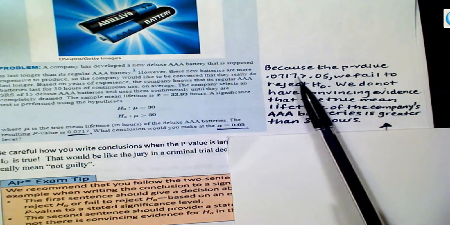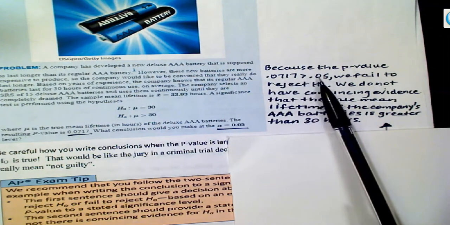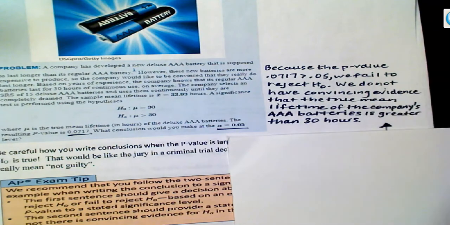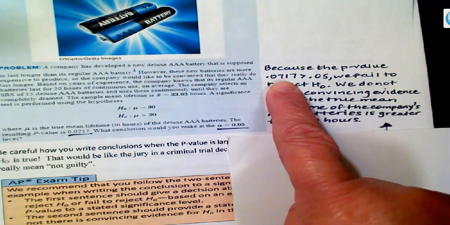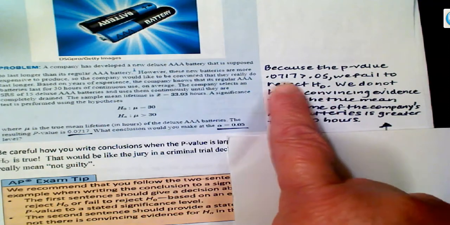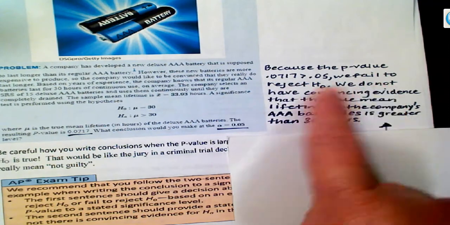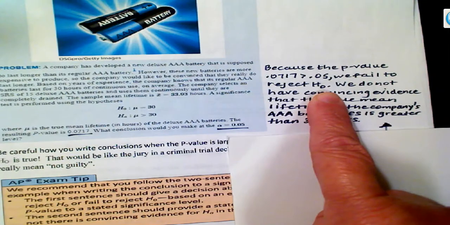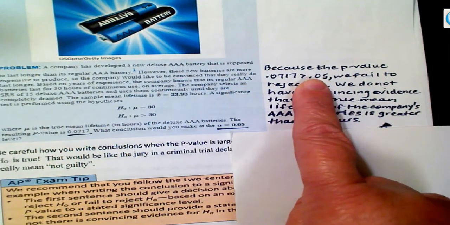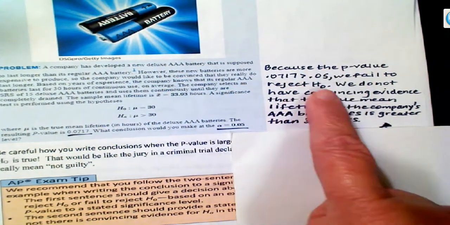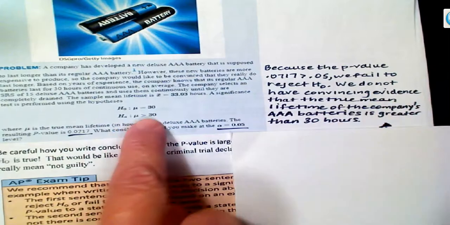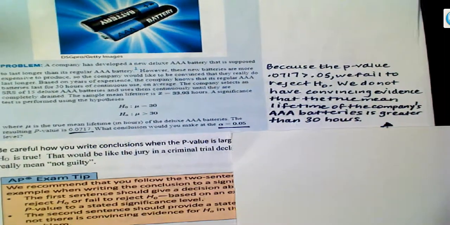And if the p is greater than 0.05, then you fail to reject it. So just remember, if the p is low, you reject the H0. But if the p is not low, you fail to reject it. And then after you say whether you're going to either reject or fail to reject, you state the conclusion in terms of the alternative hypothesis.